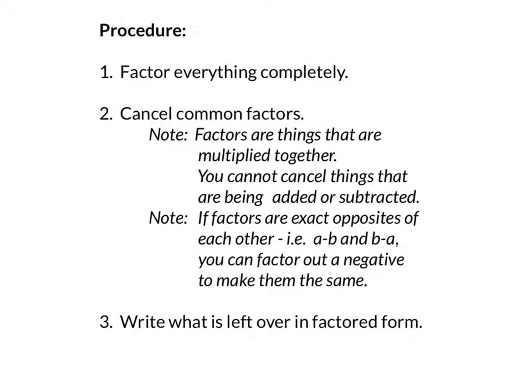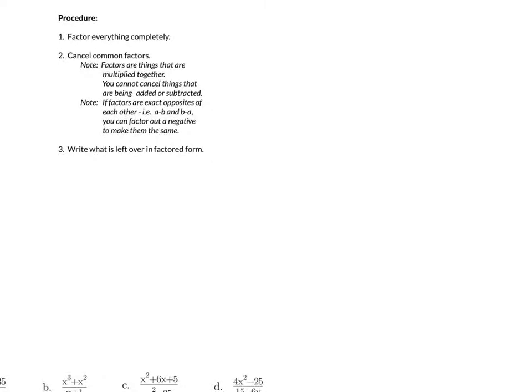Our procedure in order to simplify a rational expression. Number 1, we want to factor everything completely. From there, we want to cancel common factors. Remember that factors are things that are multiplied together. You cannot cancel things that are being added or subtracted. Also note, if factors are exact opposites of each other, for instance, a minus b and b minus a, you can factor out a negative to make them the same. Finally, we are going to write what is left over in factored form.